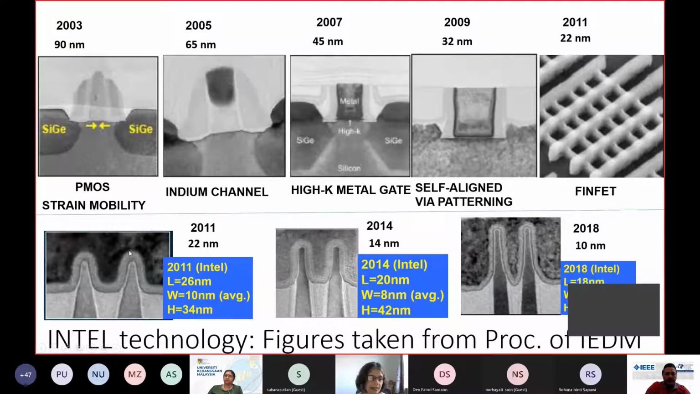Now, what the FinFET does is that it allows the gate to wrap around the channel, and this increases the electrostatic control and also boosts the current density. And since that time in 2011, all that has happened is that the fins have become taller and thinner in order to boost the performance.